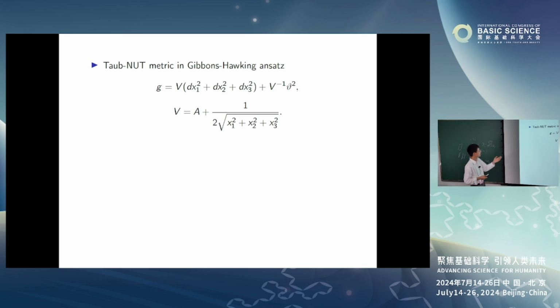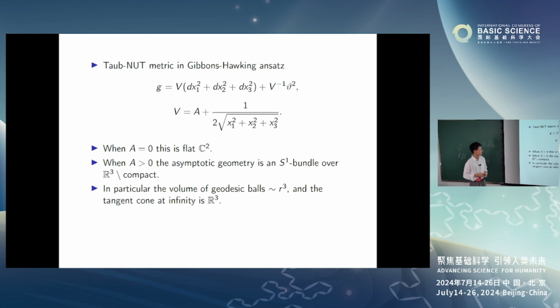The metric is explicitly written like this. So here the x1, x2, x3 are so-called Gibbons-Hawking coordinates. This theta is an S1 connection. So V is a potential function, sometimes known as a Gibbons-Hawking potential. It's basically a solution of the, let's say, Laplace equation with prescribed singularity.